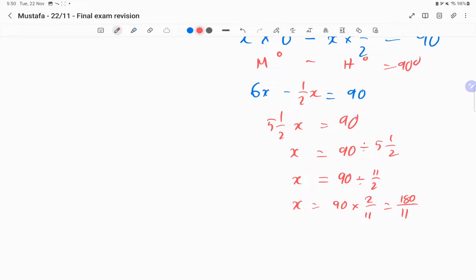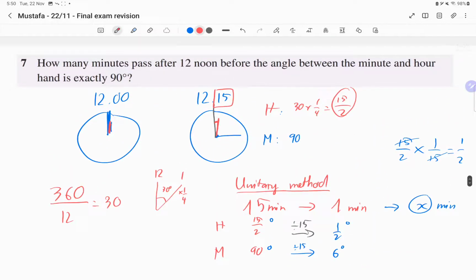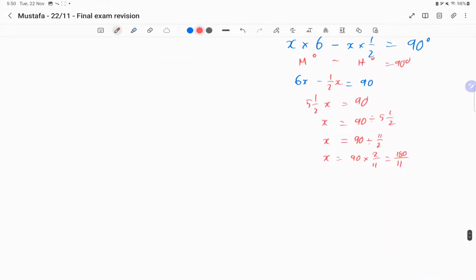I'm not meant to solve it exactly. I think just punch it into a calculator and you get an answer. Just roughly, I think they asked how many minutes, right? So 180 divided by 11 is about 16.36. 16.36 minutes. So roughly that. Okay?